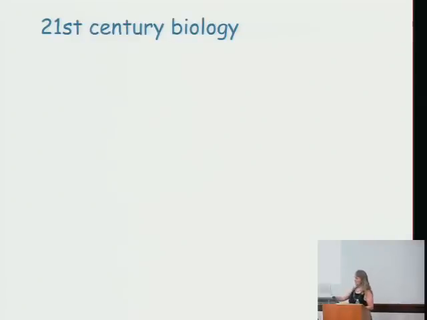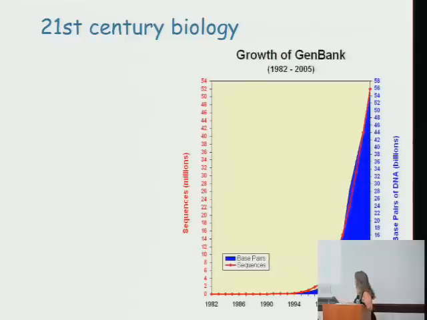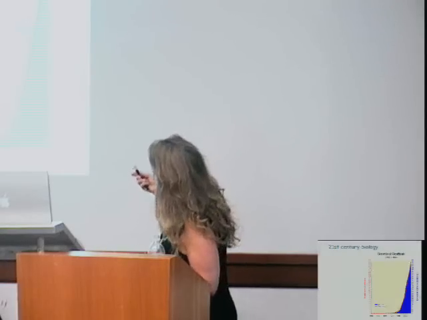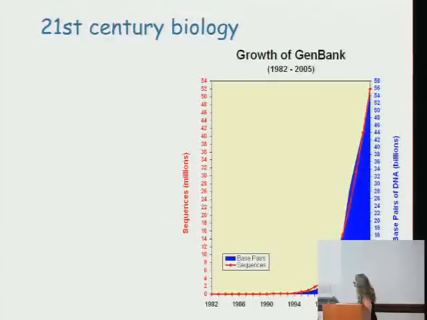So 21st century biology, here it is. We have exponential growth of the sequence databases, and it's not leveling off. It's getting worse. The metagenomics projects, you've heard about the Sargasso Sea and other types of exploring environmental sequences, are making the sequence databases grow even faster than they have been over the last several years. So right now in GenBank, we have on the order of 50 million sequences or so, but this is going to grow. Where are we going to be in a few years?